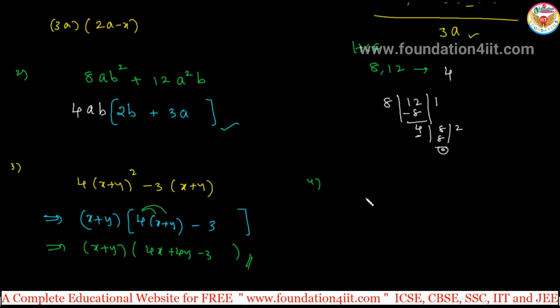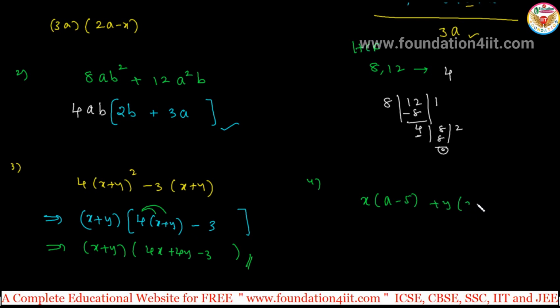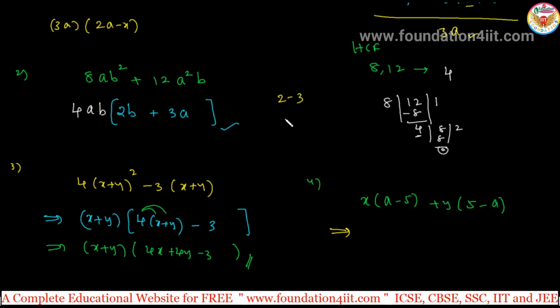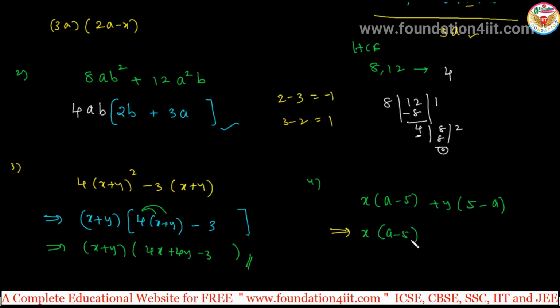So these we can directly observe. For example, x into (a minus 5) plus y into, let's take (5 minus a). You can expect questions like this. If you observe here, this is a minus 5, 5 minus a. Both are not the same, because 2 minus 3 is minus 1, 3 minus 2 is 1. Both are not equal.